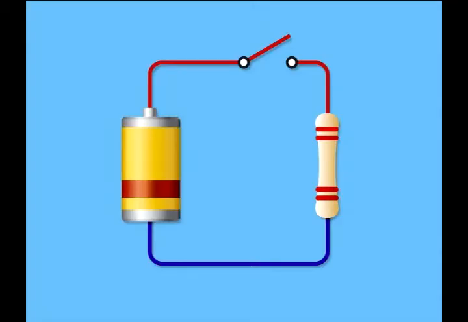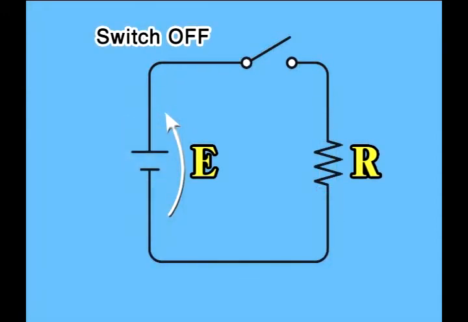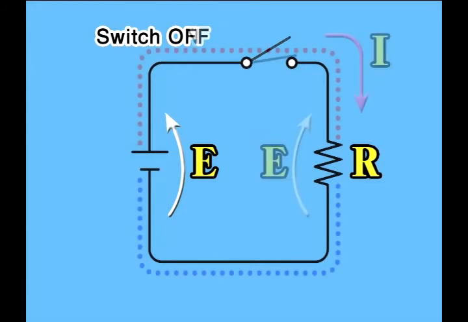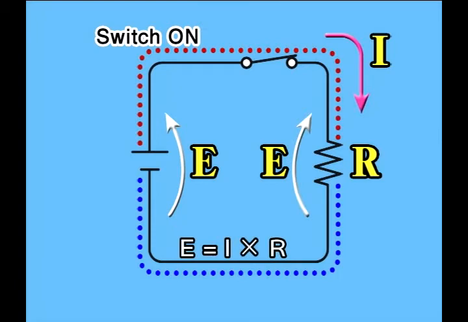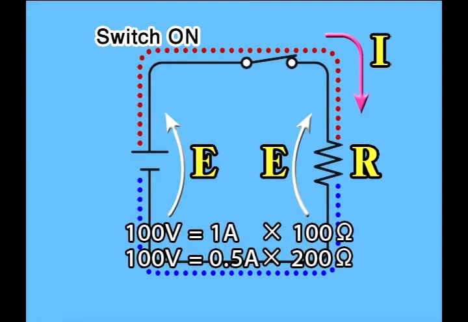The illustration here is an electrical circuit comprising a battery, switch, and resistor. This circuit can be shown with a circuit diagram like this. When the switch is turned on, voltage E is applied to resistor R and current I flows. This relationship is known as Ohm's law. For example, if voltage E is 100 volts and resistor R is 100 ohms, the current I is 1 amp. If you wish to control the current to 0.5 amps, then R should be 200 ohms. Controlling the current is one of the functions of the resistor.